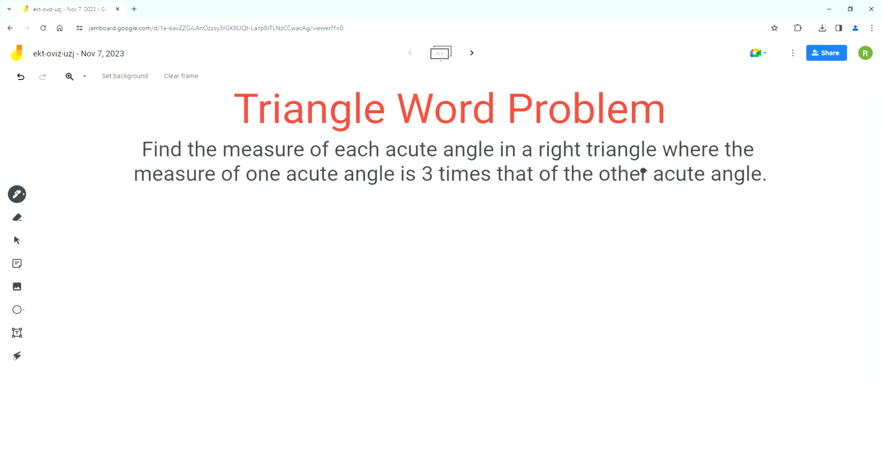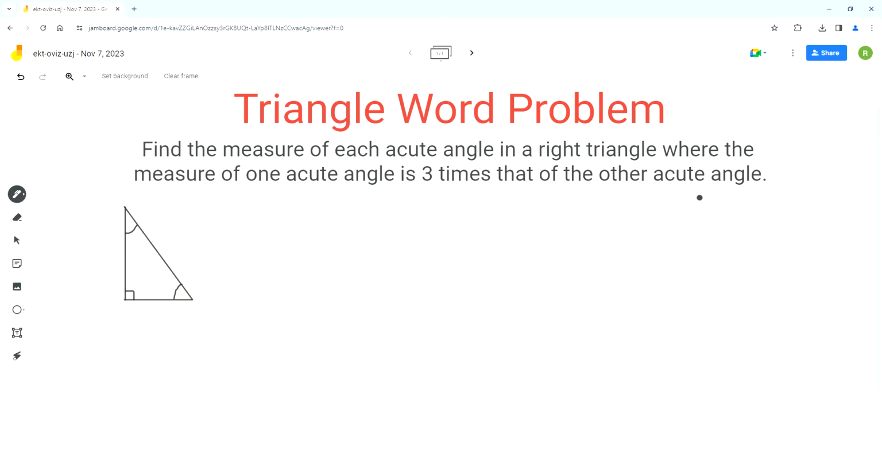So the first step is to draw a right angle triangle. So this can be our right angle triangle. Now, as you may know, every right angle triangle has two acute angles. So in this case, there's one at the top and then there's one on the right corner. We are given that the measure of one acute angle is 3 times that of the other acute angle.